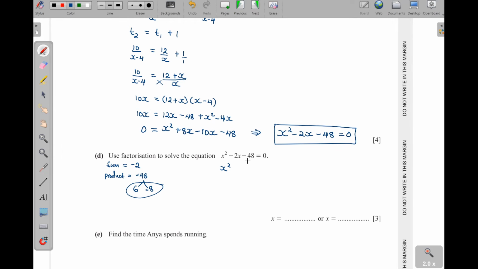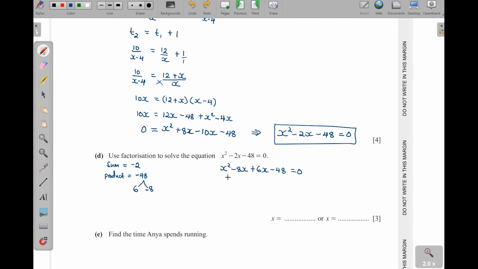Now these numbers, I put them in the place of the sum, the 2x. So I would say x squared minus 8x plus 6x minus 48 is equal to 0. These were 3 terms, now they have become 4. So I split this one into 2.